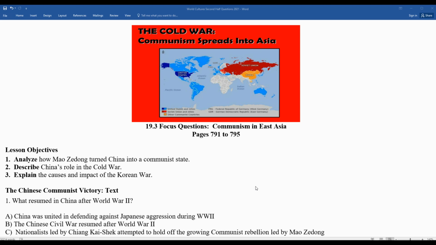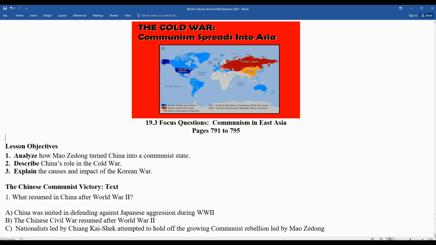Time to take a look at 1903 as we look at the spread of communism into East Asia. Today we'll analyze how Mao Zedong turned China into a communist state. We'll look at China's role in the Cold War. We'll look at the causes and the impact of the Korean War.